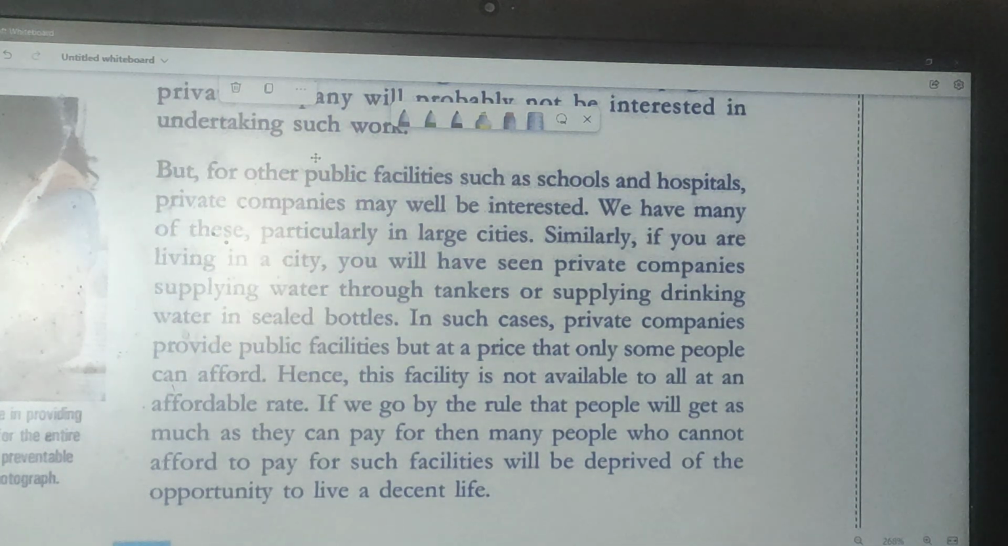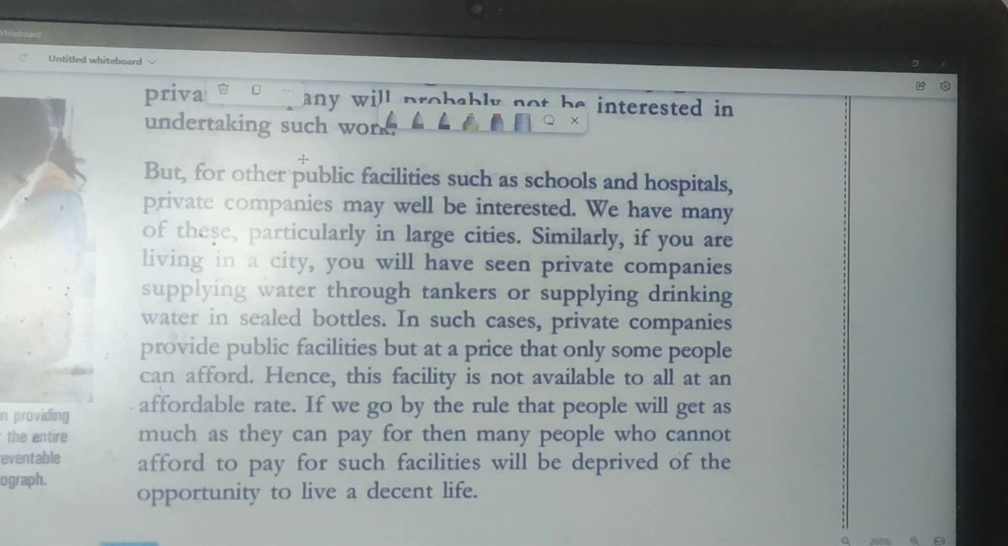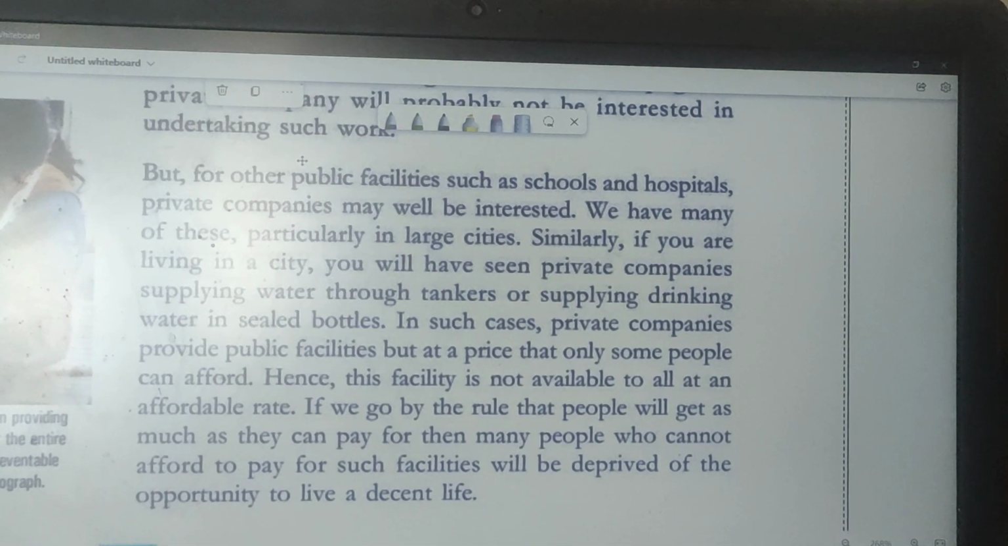But for other public facilities such as schools and hospitals, private companies may be well interested. We have many of these, particularly in large cities. Similarly, if you are living in a city, you will have seen private companies supplying water through tankers or supplying drinking water in sealed bottles. In such cases, private companies provide public facilities but at a price that only some people can afford.